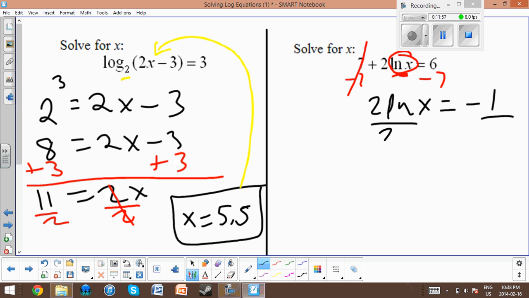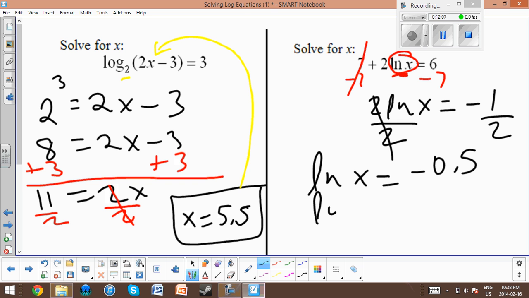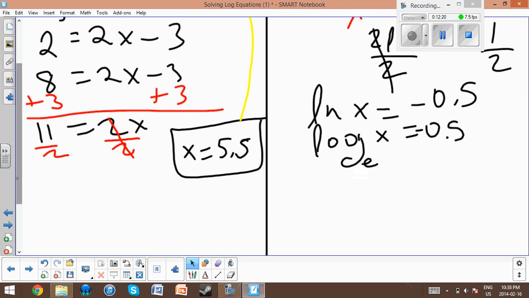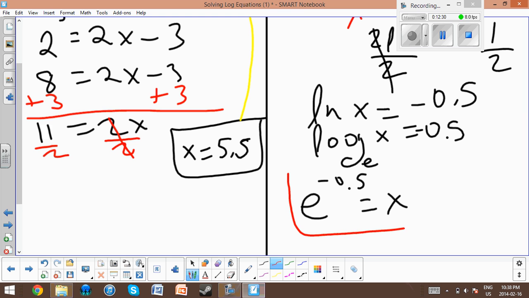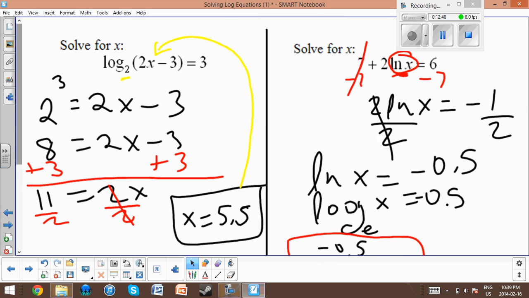Divide both sides by 2, and you would have ln of x equals negative 0.5, which in our simple conversion to a log is log base e of x equals negative 0.5, and now a conversion to an exponential with base e would help us here. e to the negative 0.5 is equal to x, and all we have to do is put this into the calculator, and it will give us a decimal, and we would follow the instructions of the problem, either to round that decimal to the nearest tenth, hundredth, thousandth, or whatever the instructions might say.